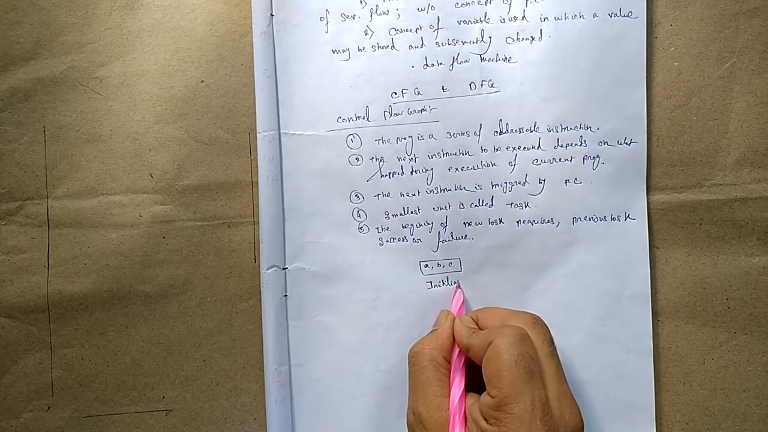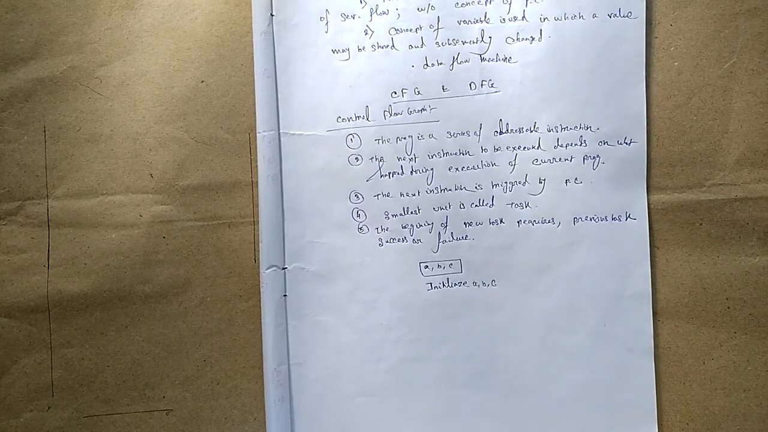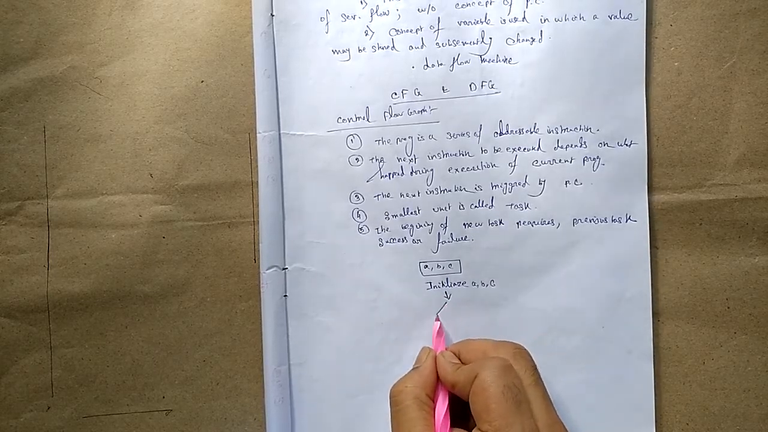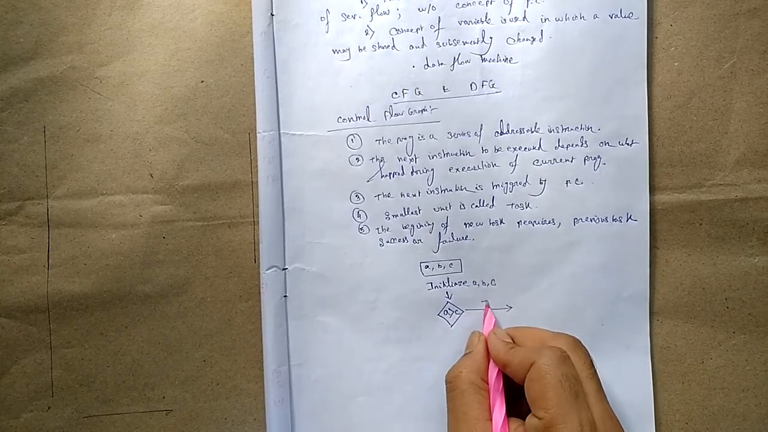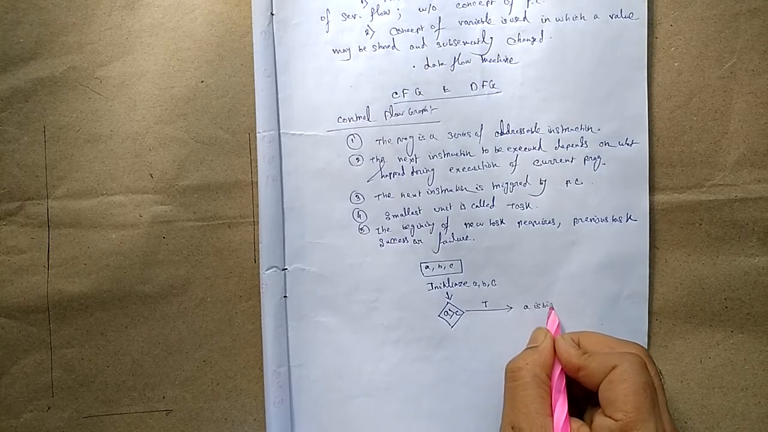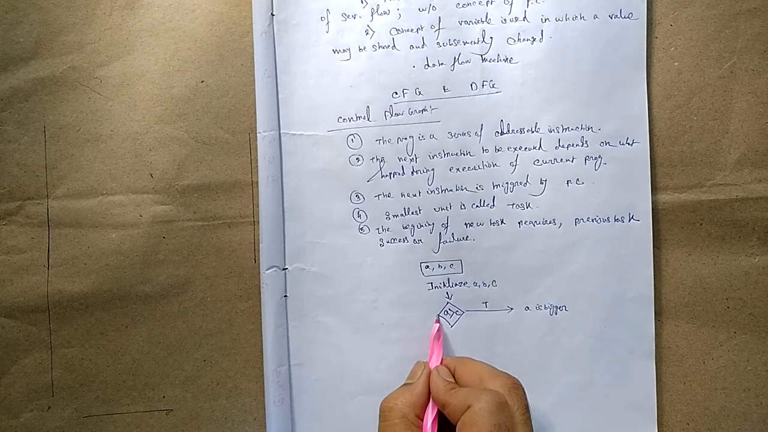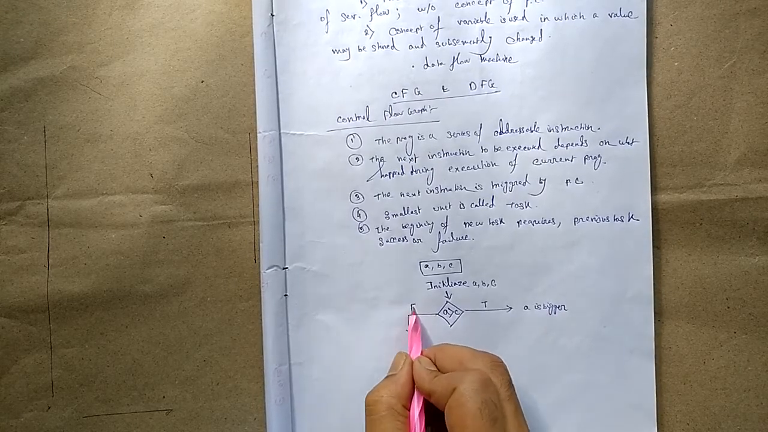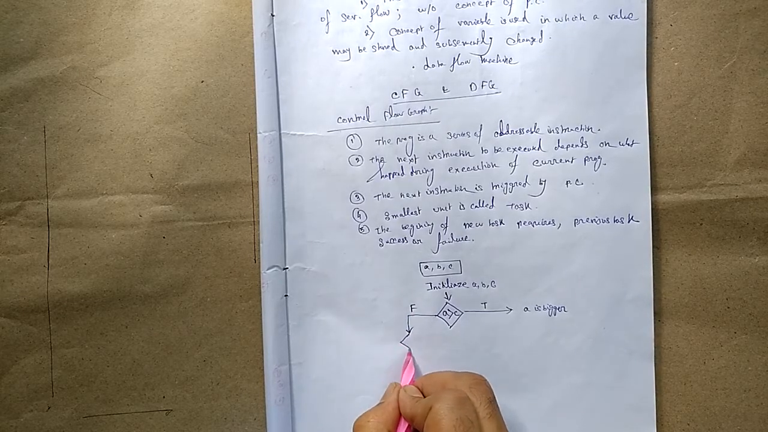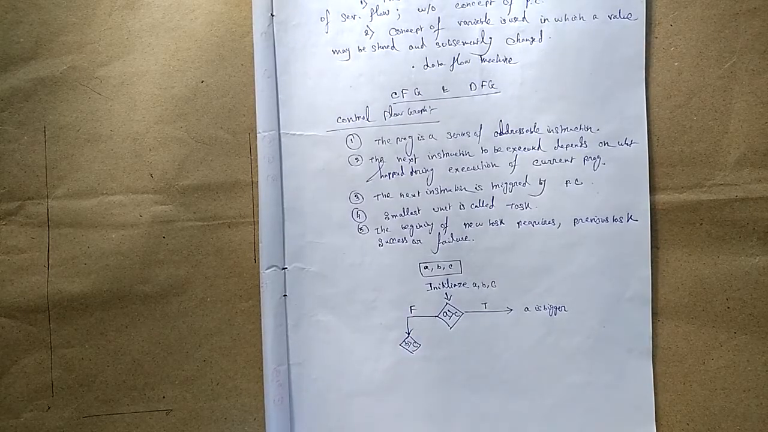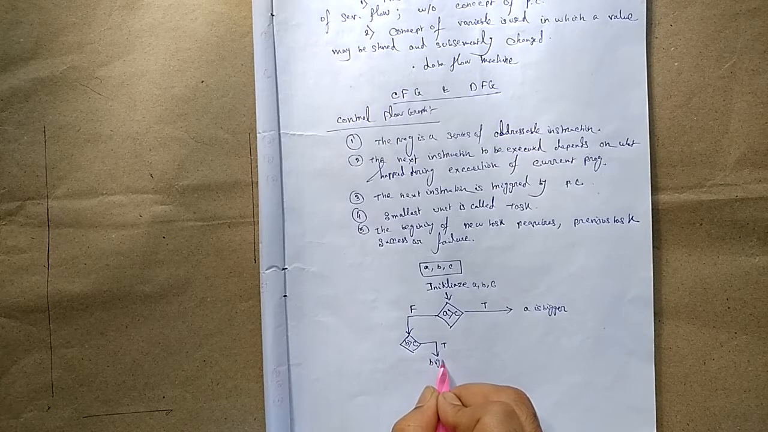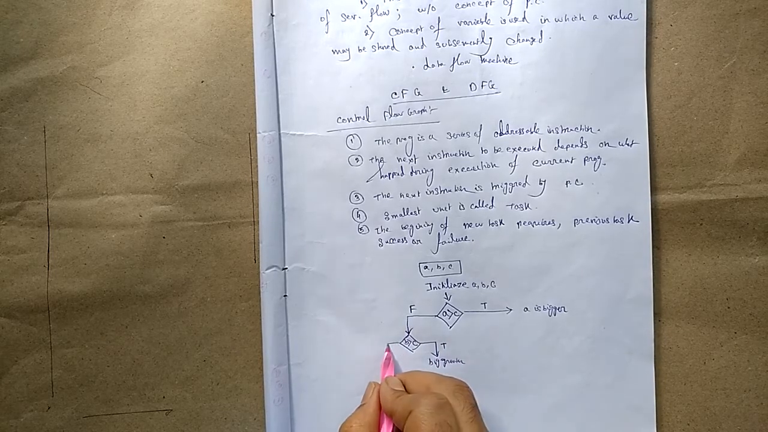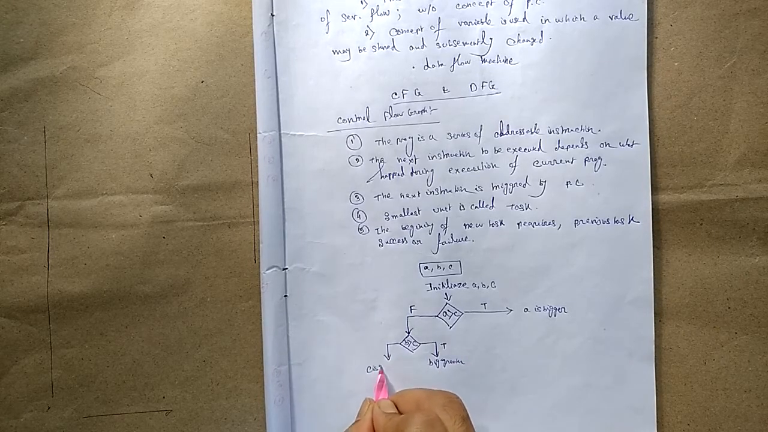First we have to initialize A, B, C. The three variables are initialized. Next we'll check by a condition whether A greater than C or not. If A greater than C is true, then A is bigger, and if it becomes false, then we have to check whether B greater than C or not. If it is true, then we can tell that B is greater, else we can tell that C is greater.